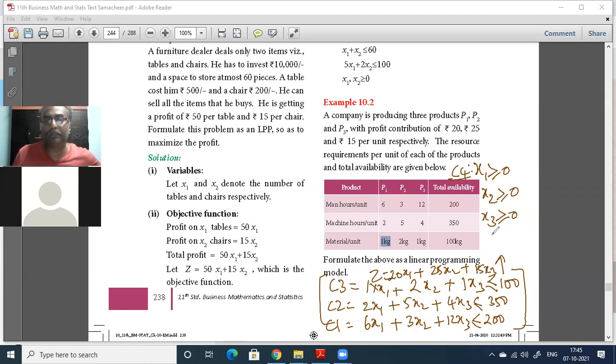Once you say that, you have given the answer. That's all. Tough or easy? Easy only. What is the only tough thing here? To find out what the decision variables are. Once you find out the decision variables, then you can work out everything else.